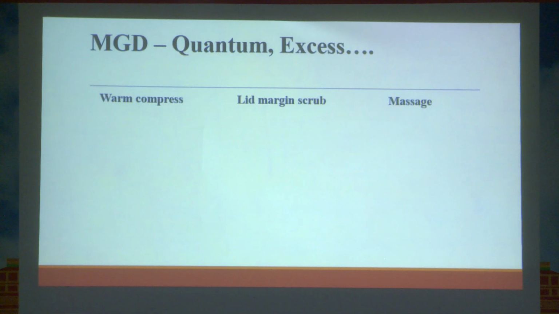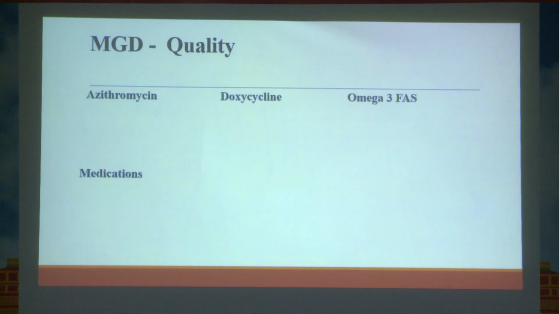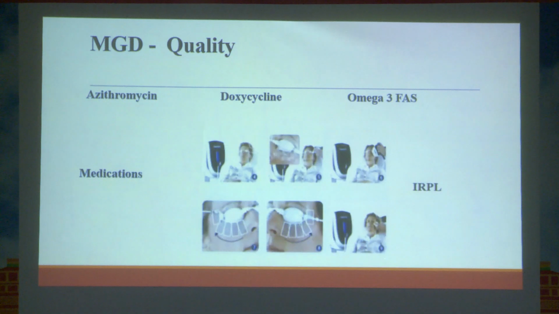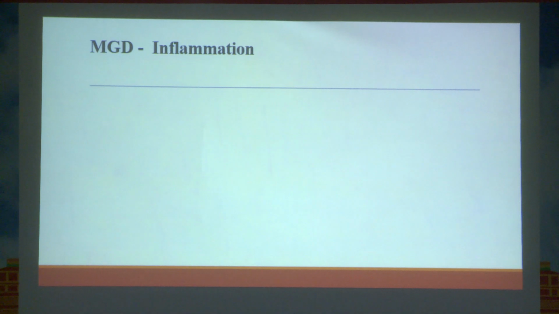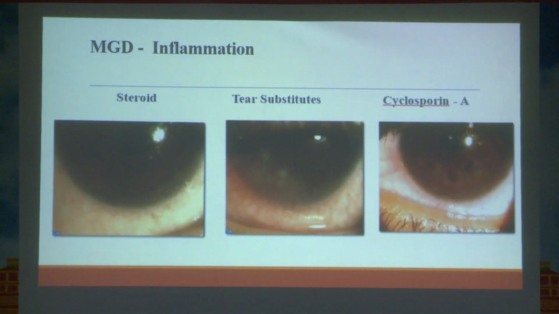If it is the quantity which is the problem, then warm compresses, lid margin scrubs and massage can be done. And nowadays LipiFlow is there, half an hour massage is done and it is repeated at regular intervals. It is giving good results. If the quality is involved, then drugs like azithromycin, doxycycline and omega-3 fatty acids have been found to be helpful. Then there is this intense regulated pulse light therapy, which again helps in improving the quality of the meibomian secretions. If inflammation is the cause, then again steroid, tear substitute and cyclosporin.